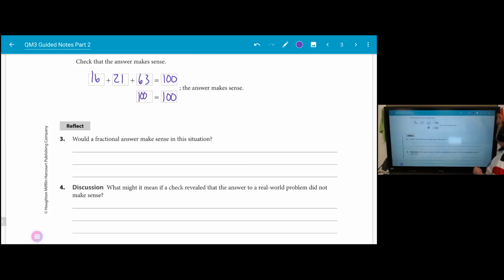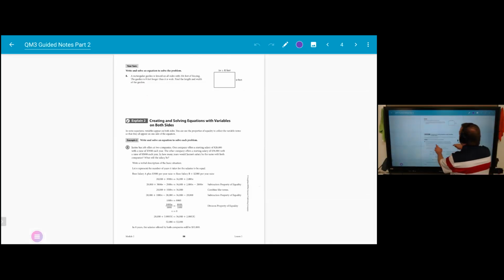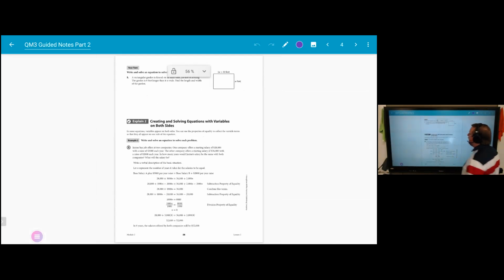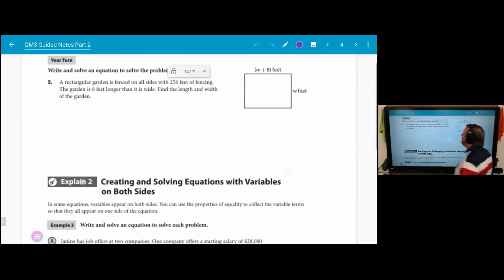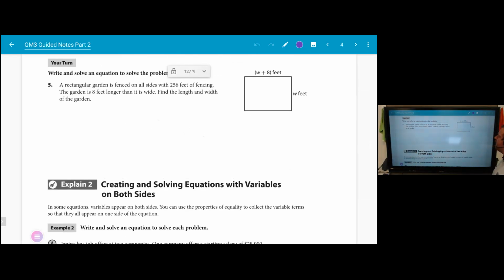All right, let's go ahead and take a look at here. Oh yes, write and solve an equation to solve the problem. A rectangular garden is fenced on all sides with 256 feet of fencing. The garden is 8 feet longer than it is wide. Find the length and width of the garden. Okay, we can do this, right? This has actually got it nice and set up for us. So go ahead, pause right here, and then we'll come back and talk about it.